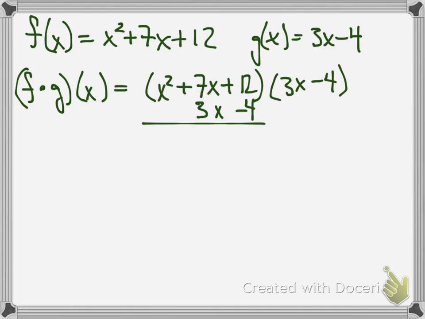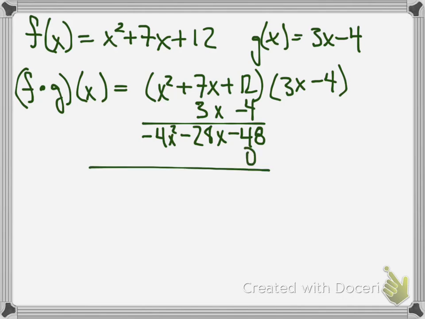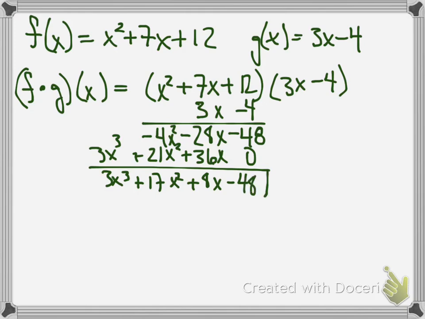Here I would say, okay, 12 times negative 4 is negative 48. Negative 4 times 7x is negative 28x. Negative 4 times x squared is negative 4x squared. Start on the second row, put a 0, and then start with the next number. 3x times 12 is 36x. Notice how these line up. 3x times 7x is 21x squared. And 3x times x squared is 3x cubed. Then I can just combine my like terms, and there's my multiplication. And that's really about it. It's not anything that should be overly difficult.